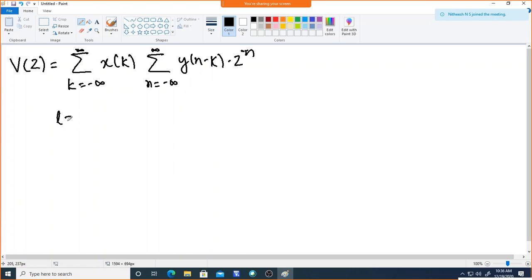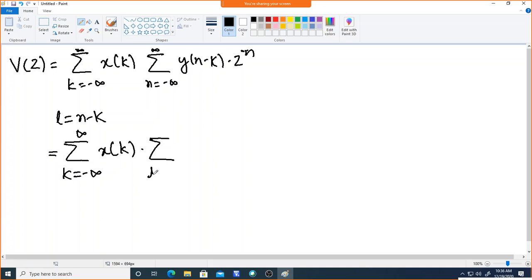So now replace L, which is nothing but n minus k. Whenever n is minus infinity, L also will go to minus infinity, and we can rewrite the expression as the summation k equal to minus infinity to plus infinity x of k into the summation L equal to minus infinity to plus infinity. So we can replace n minus k as L, and for z power minus n we can replace it as z power minus (L plus k). Okay.